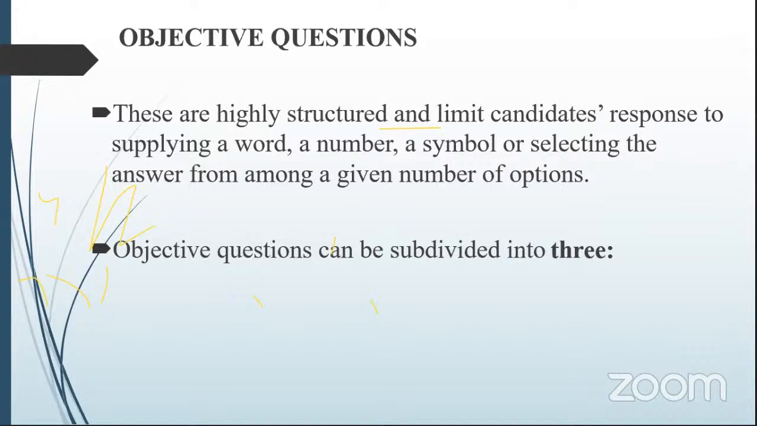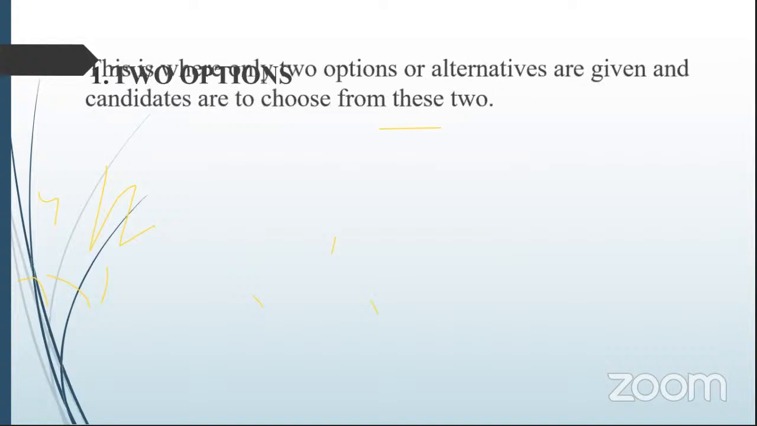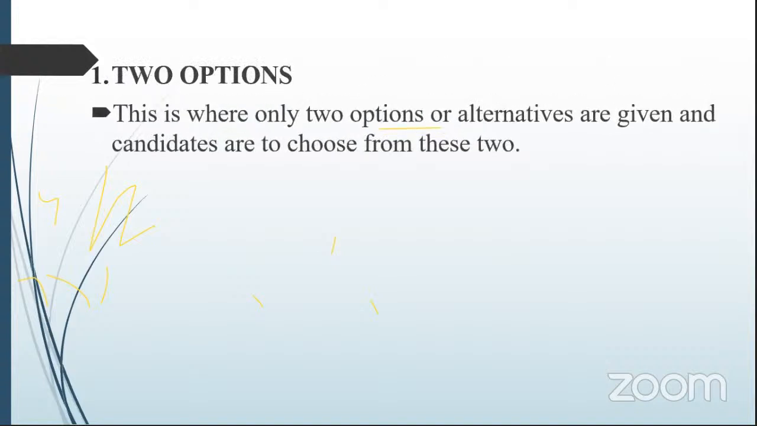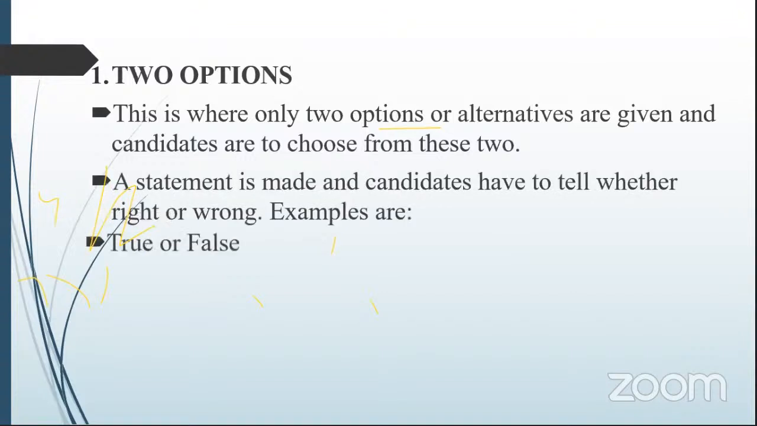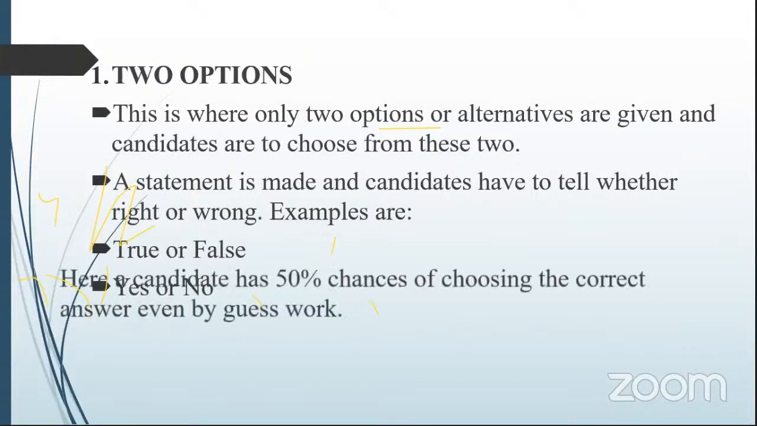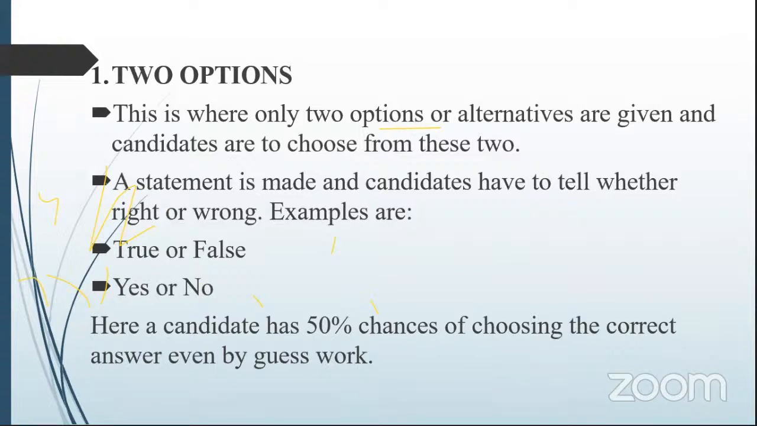Objective questions can be subdivided into three. One, the one which has two options. This is where only two options or alternatives are given to candidates to choose from. A statement is made and candidates have to tell whether it is right or wrong. Examples are true or false, yes or no. Here a candidate has 50% chances of choosing the correct answer, even by guesswork.